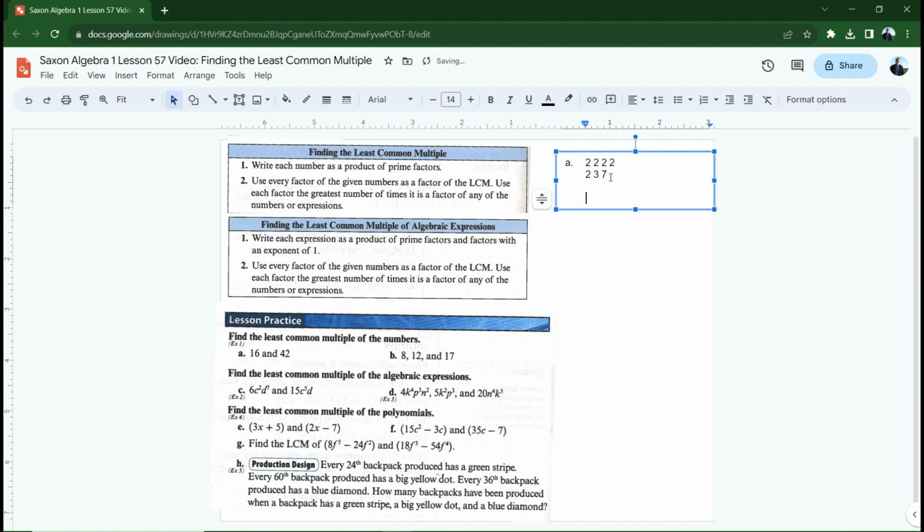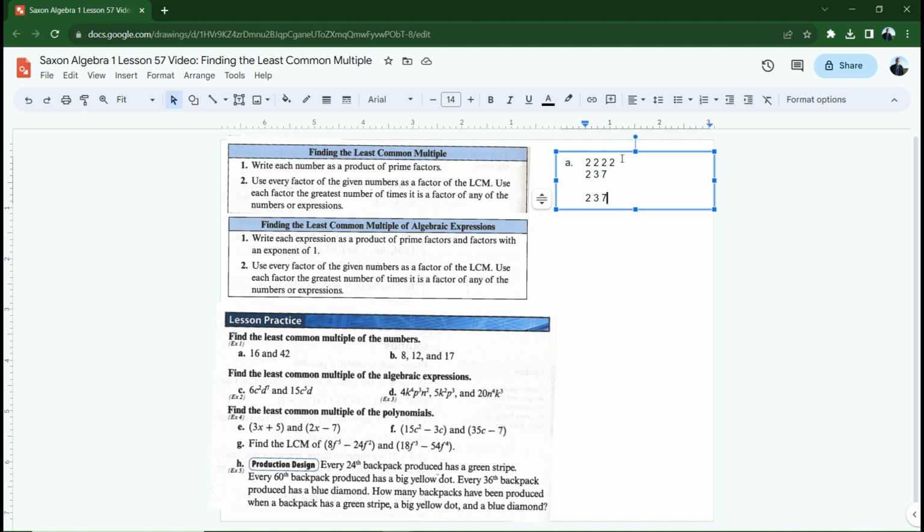Now, I'm going to make a list of all of the factors that were used to make these two numbers. There's 2, there's 3, and there's 7. Now, I need to go back and look at how many times each of these factors was used for each number. I need to choose the number of times that is the greatest for each of these factors.